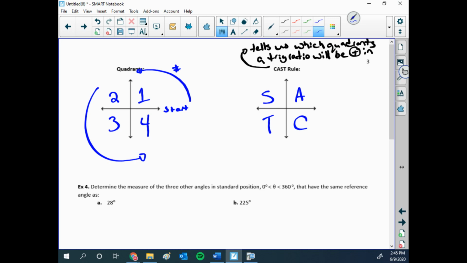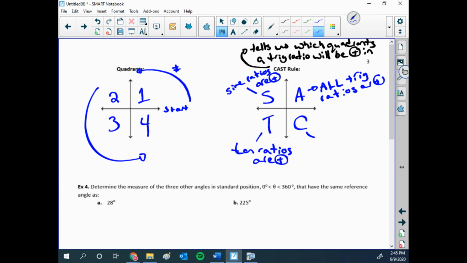What this means is that here, all trig ratios are positive in this quadrant. Down here, the sine ratios are positive. T would be the tan ratios are positive. And here, the cos ratios are positive. Again, those are just two rules that you need to commit to memory. And we'll come back to the cast rule a little bit more when we look at the trig ratio unit or section.